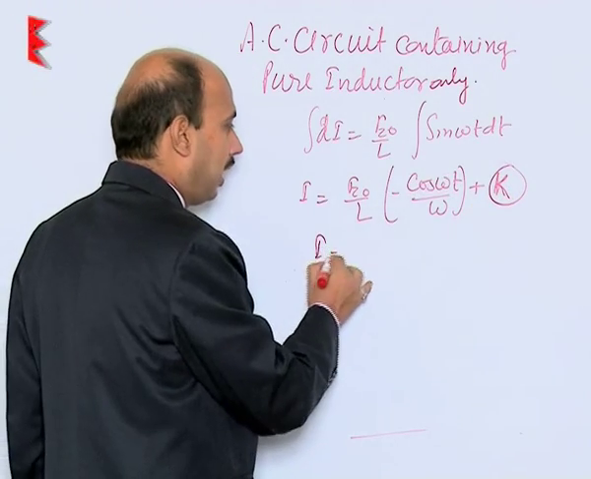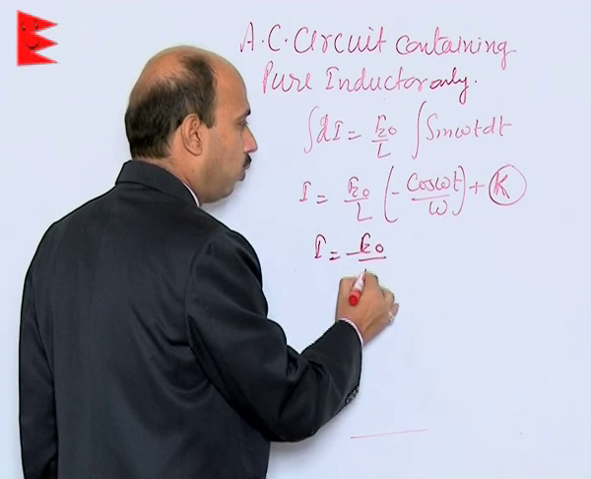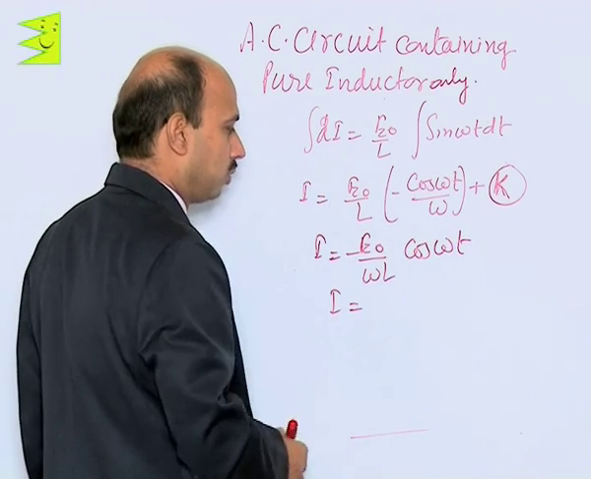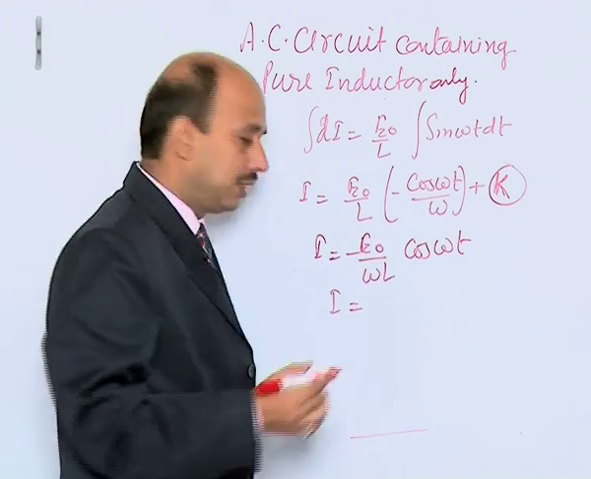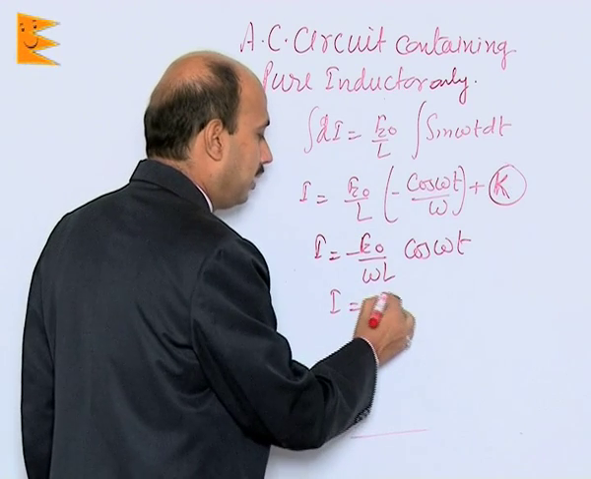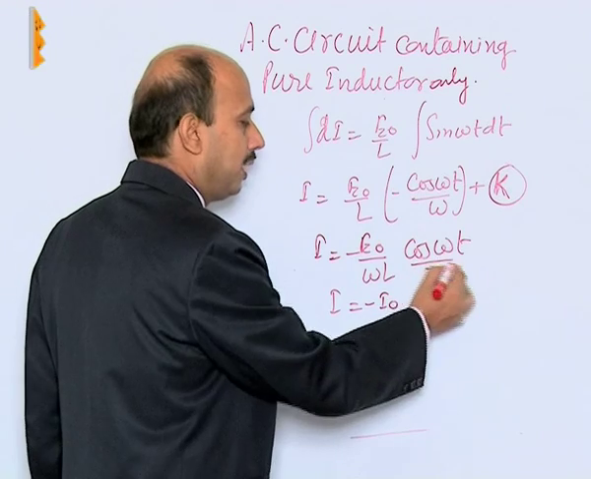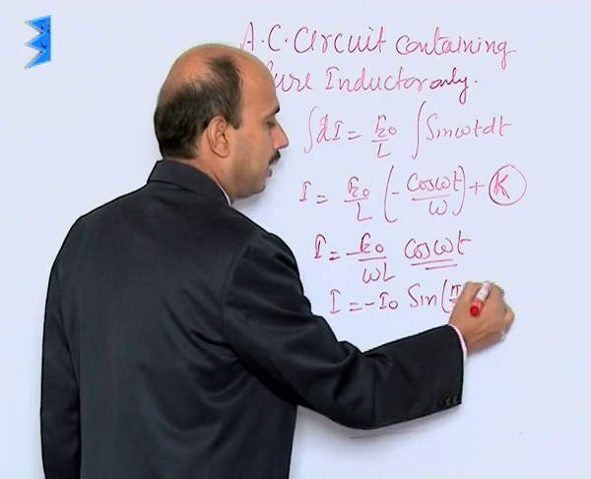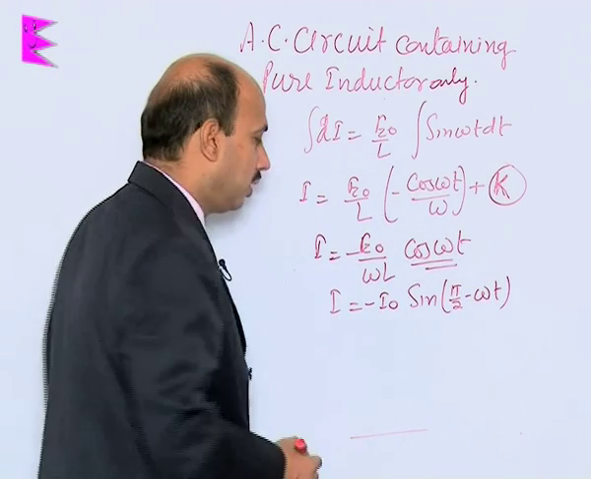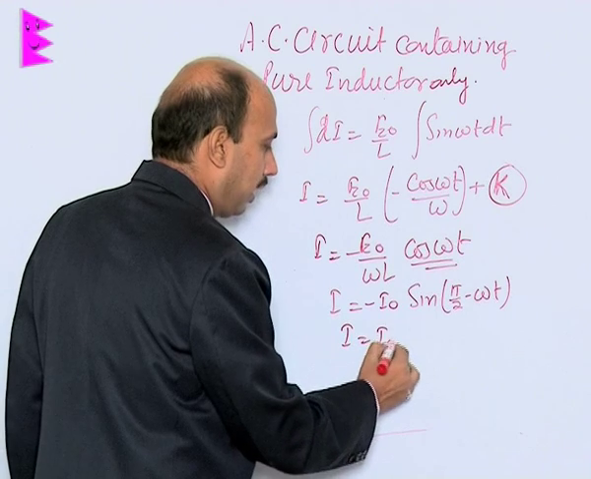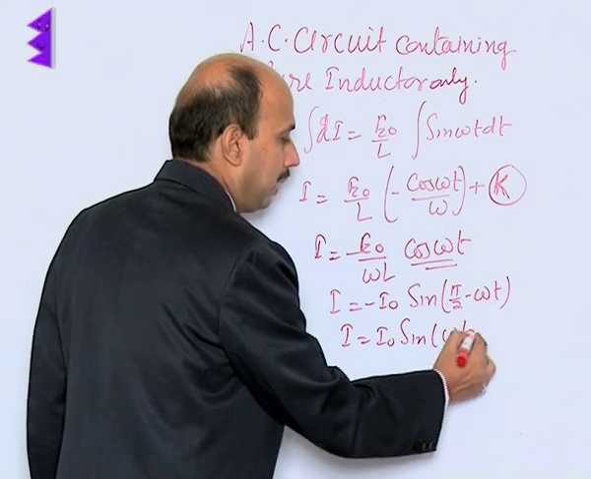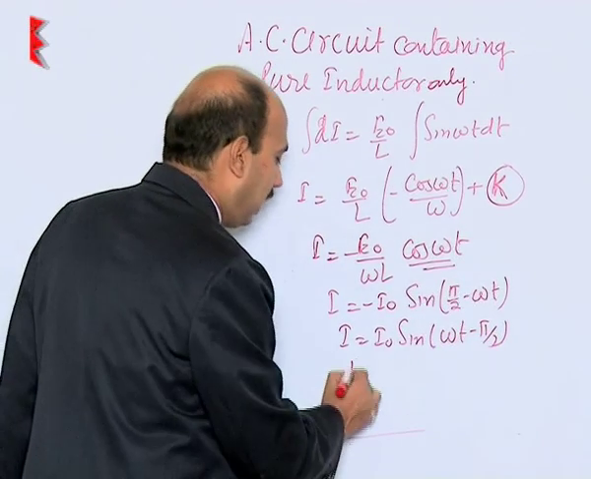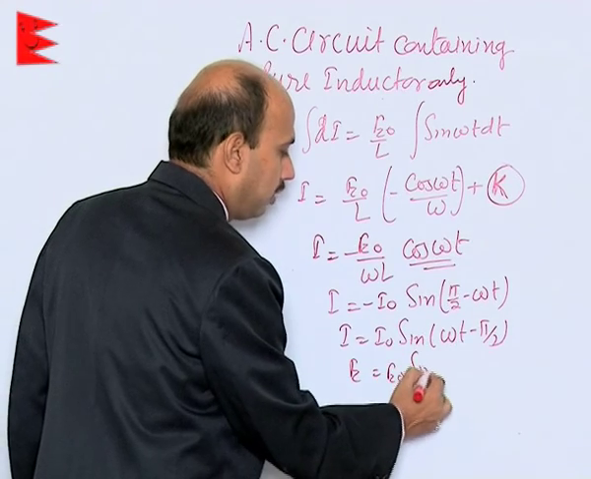So we write I is equal to minus E naught upon omega L times cos omega t. E naught upon omega L can be written as I naught. So we write minus I naught, and cos omega t can be written as sin of pi by 2 minus omega t, that is, 90 minus theta. So we can also write I is equal to I naught sin of omega t minus pi upon 2, where the negative sign we have taken inside. And already we have E is equal to E naught sin omega t.